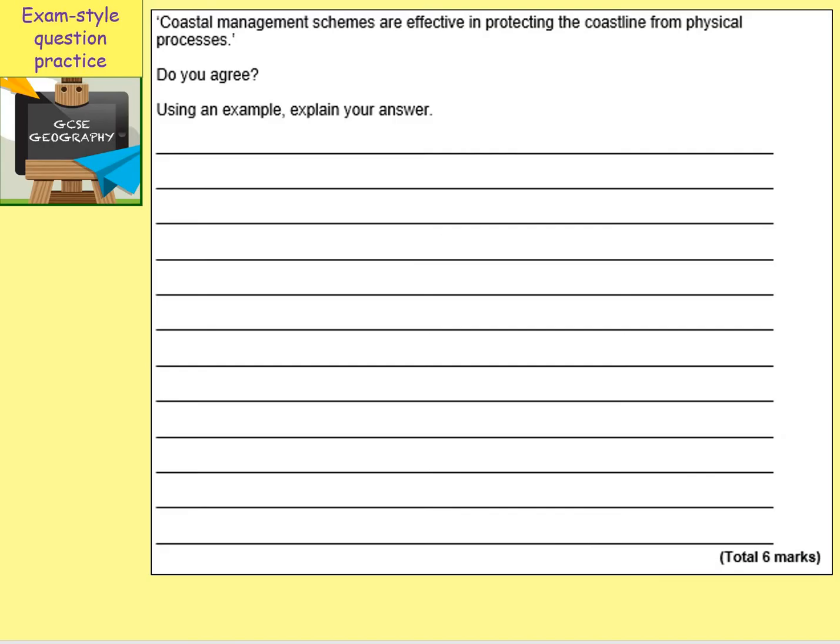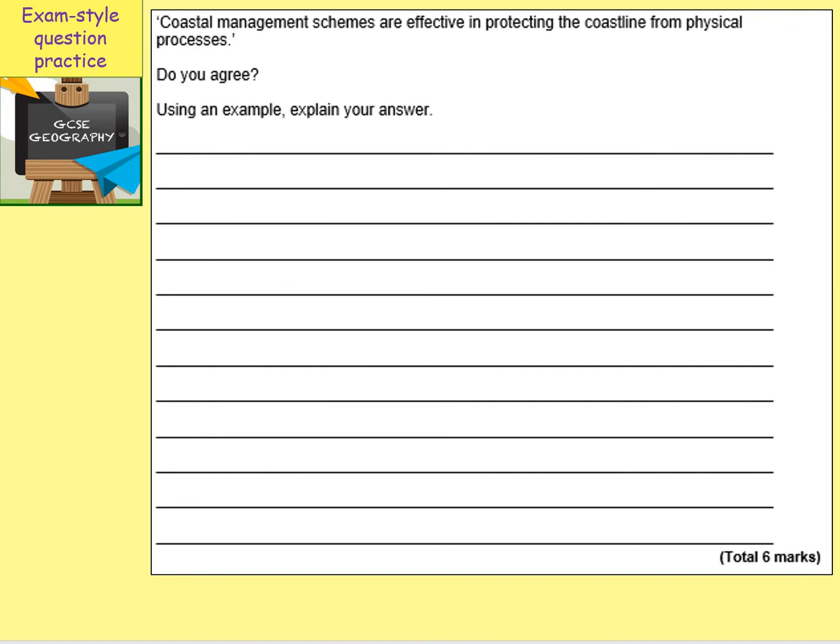Right, so the exam question I'd like you to have a go at this week, which will be submitted on Teams, is this 6 marker, and there is a mark scheme and a model answer to help you construct your own. So it's a hypotheses test. Coastal management schemes are effective in protecting the coastline from physical processes. Do you agree? So you need to use an example, so you'll use Lyme Regis to explain your answer.